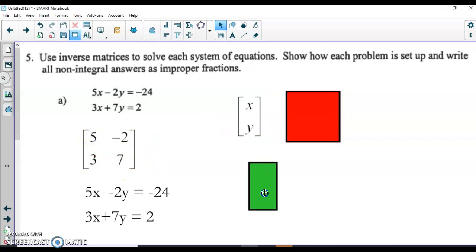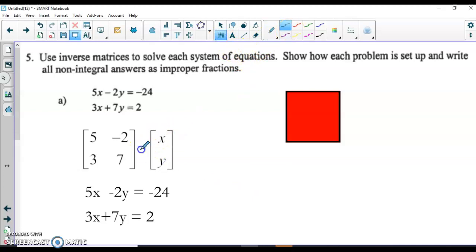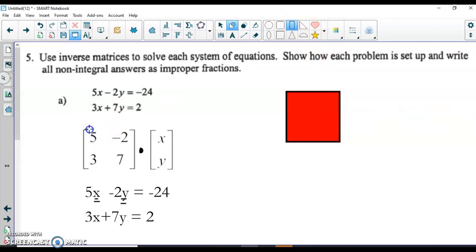Now the next thing is we need to introduce some variables. I already have that matrix prepared, and we're going to put the variables in vertical fashion in the order that they're read. See how this was first and this was second? That's why I listed that x first and this second. And we know here that when we're doing multiplication, we would simply take this row and multiply it by this column. So the 5 would get multiplied by the x, and the -2 would get multiplied by the y.